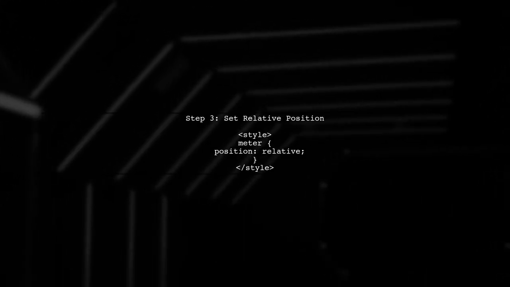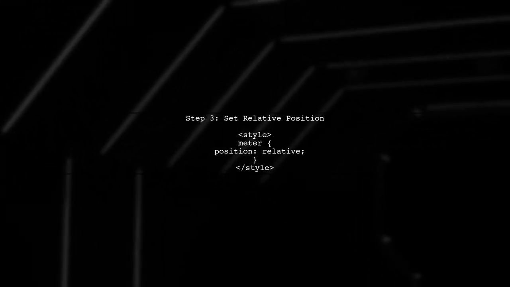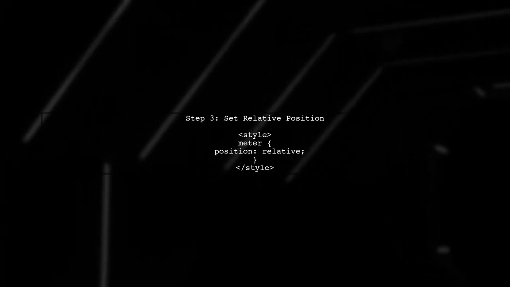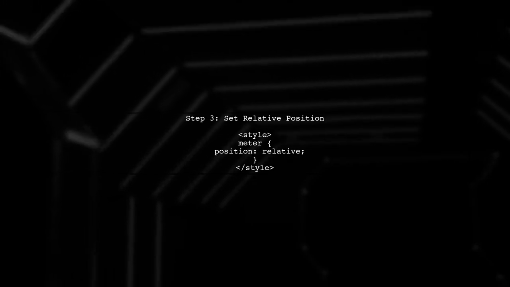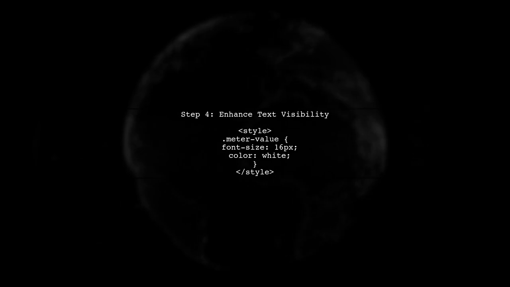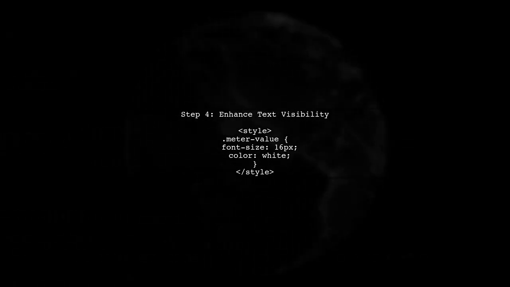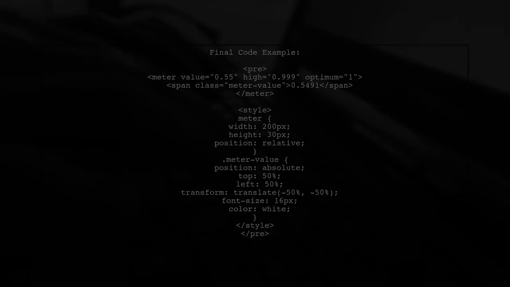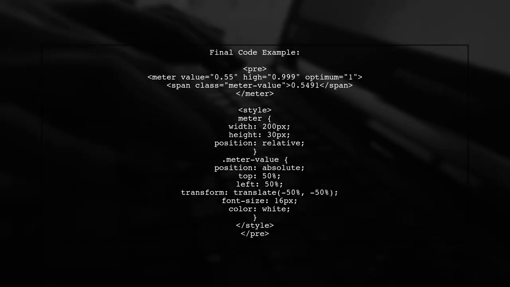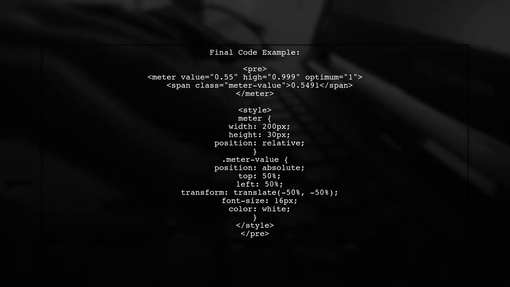Now, let's ensure that the meter element has a relative position. This is crucial for the absolute positioning of the text to work correctly. Finally, we can add some additional styles to enhance the visibility of the text, such as changing the font size or color. Putting it all together, your complete code should look like this. This will ensure that the text is visible over the meter.